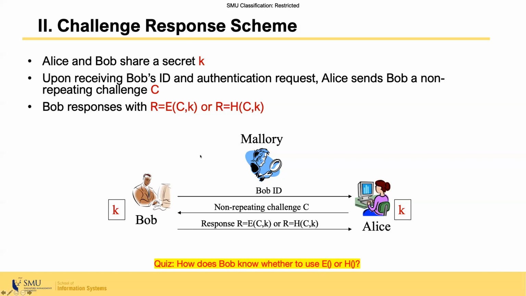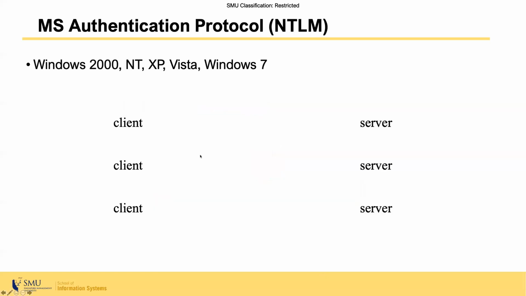So let us look at a concrete example which does use this challenge response scheme, in which the method to use is already predefined: the Microsoft Windows remote server system. A client wants to log in to a remote server system. First of all, they must already have a shared secret key beforehand. The client will send a type 1 message containing a set of flags. And these flags will contain information such as the ID of the client and the authentication request, saying that, hey, I want to log in to you.